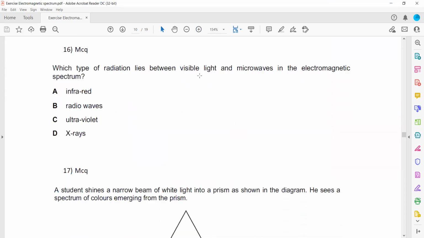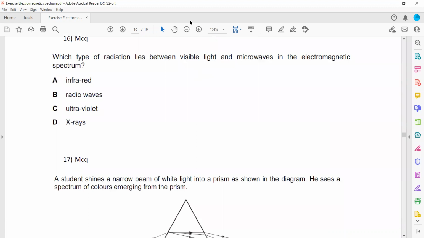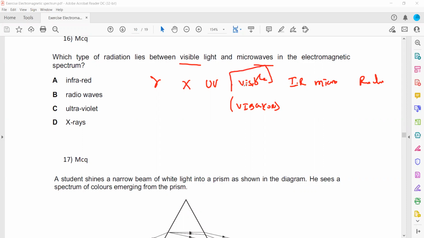Which type of radiation lies between visible and micro? So when we write the electromagnetic spectrum, we have gamma, X, UV, visible, the light which we are able to see, and visible includes violet, indigo, blue, green, yellow, orange, and red. Then there is IR, then micro, and then radio. So between visible and micro, which radiation lies? It is IR, or infrared.